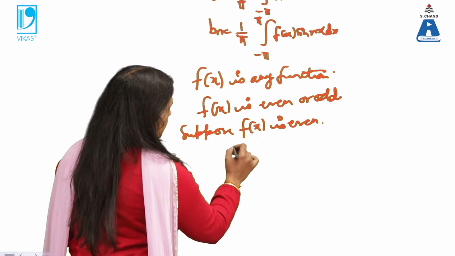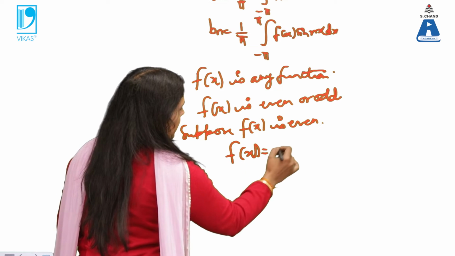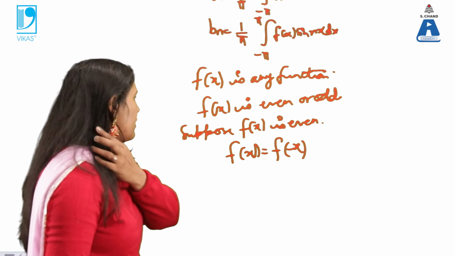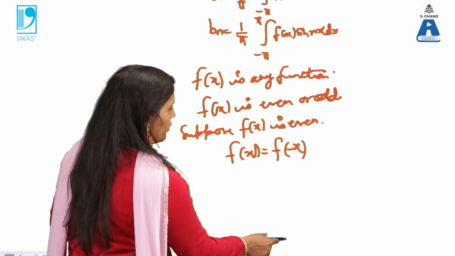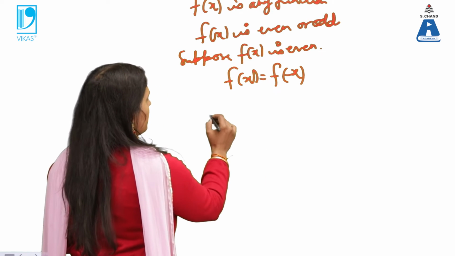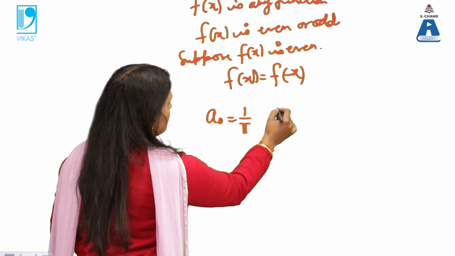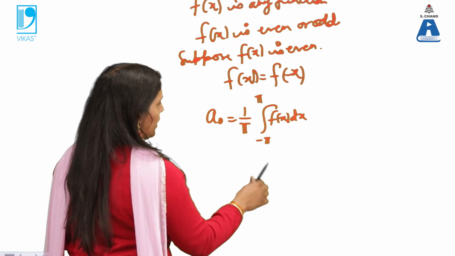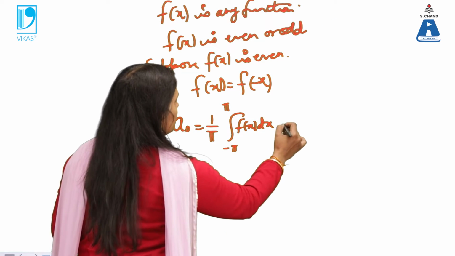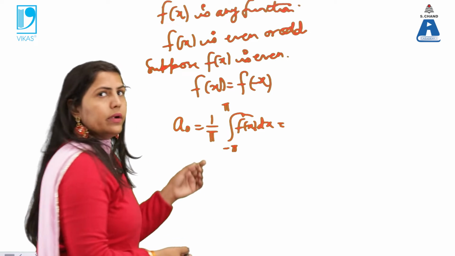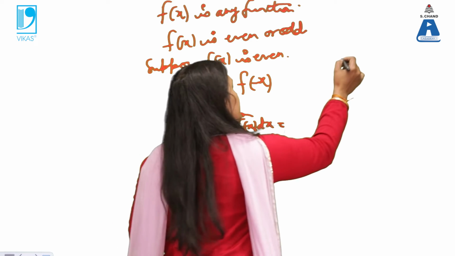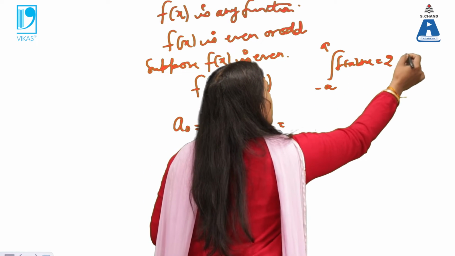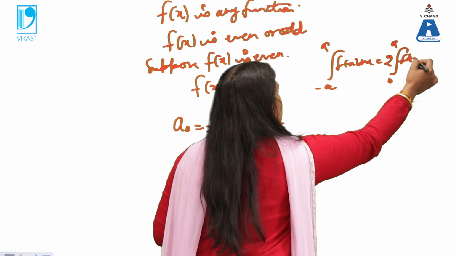So suppose your function is even. Even means f(x) equals f(minus x). If you change x to minus x and get the same function, on the basis of this property you say your function is even. If your function is even, then look at a naught, the integral from minus pi to pi of f(x) dx. What change will be in a naught? I am writing that change. This function is even, and you know the property from your 12th class that the integral from minus a to a of f(x) dx is twice the integral from 0 to a of f(x) dx.